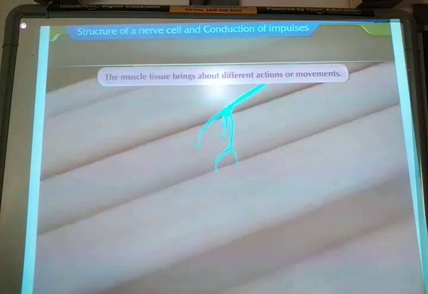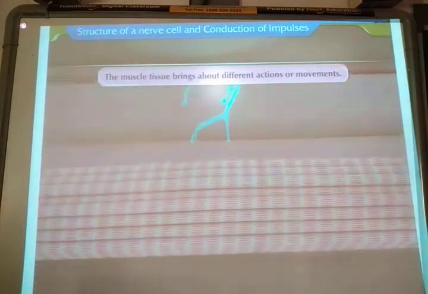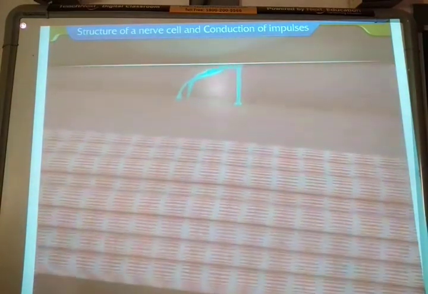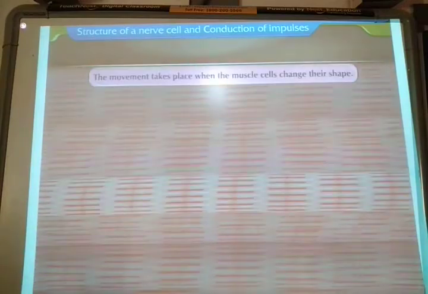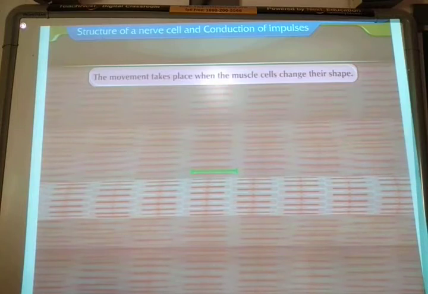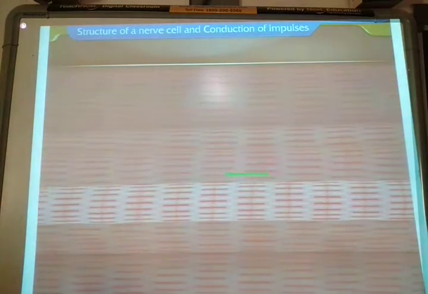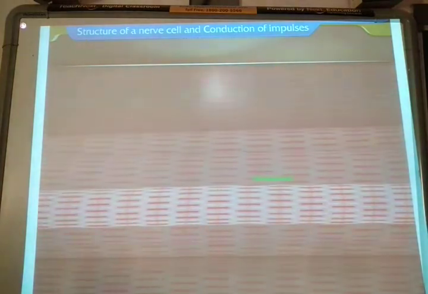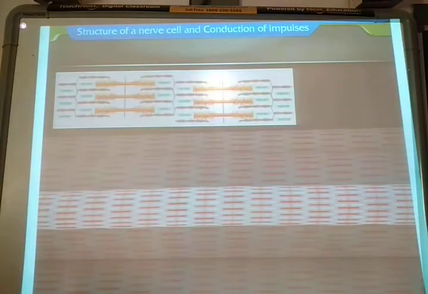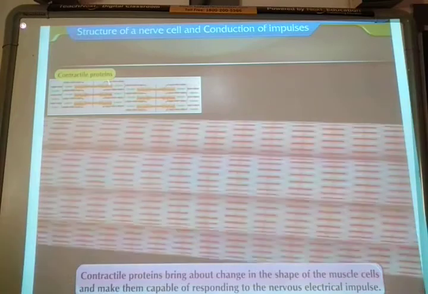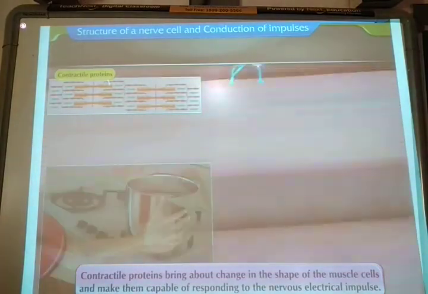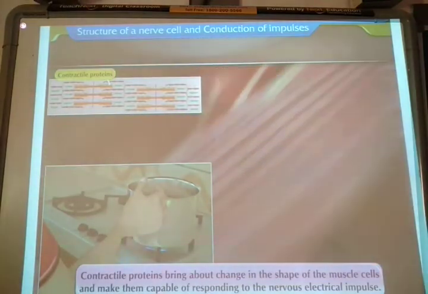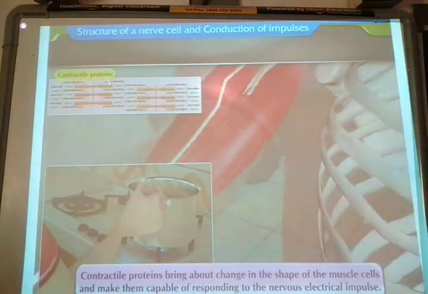The muscle tissue brings about different actions or movements. For the movement to be done, muscle cells must move. Movement takes place when the muscle cells change their shape. Due to this, the muscle cells shorten. Muscle cells possess special kinds of contractile proteins. These proteins not only bring about a change in the shape of the muscle cells, but also make them capable of responding to the nervous electrical impulse.